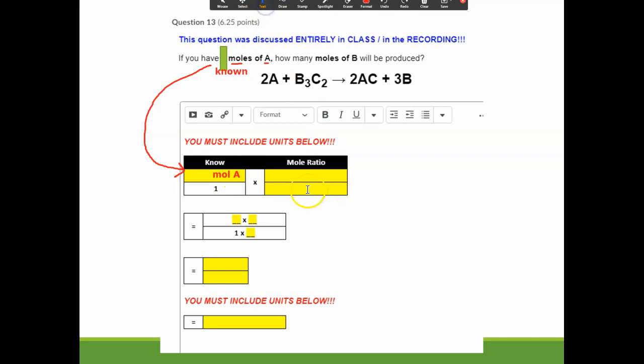So in the next step, we need to put it on the bottom. Moles of A on the bottom. And that will get rid of moles of A, right? So that'll eventually get rid of those. Okay, I'll show that again later.